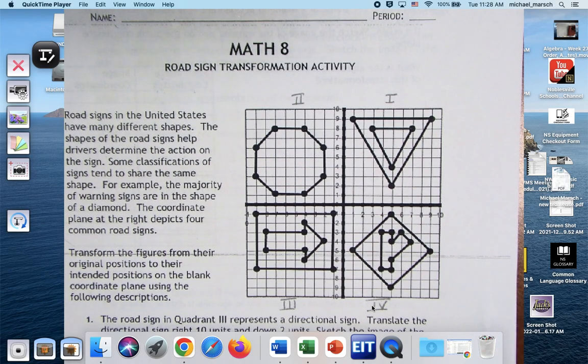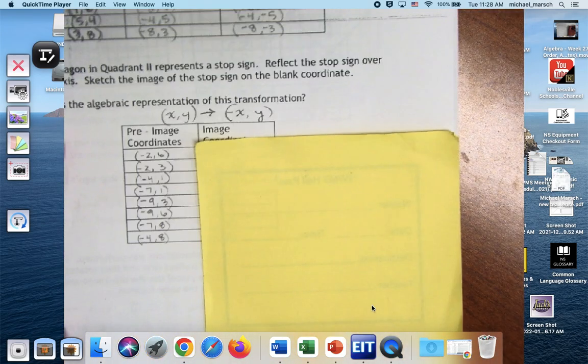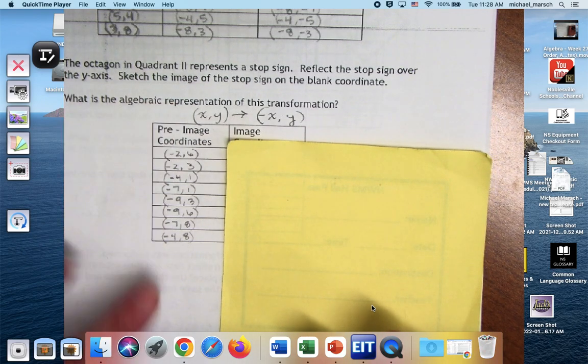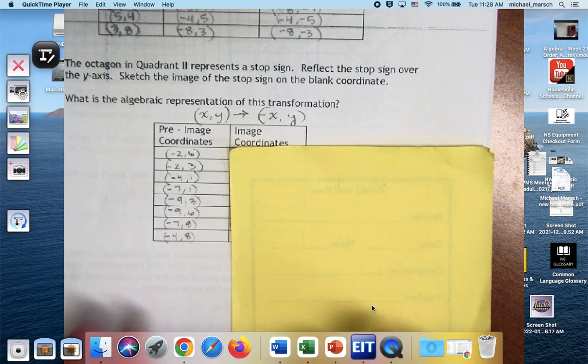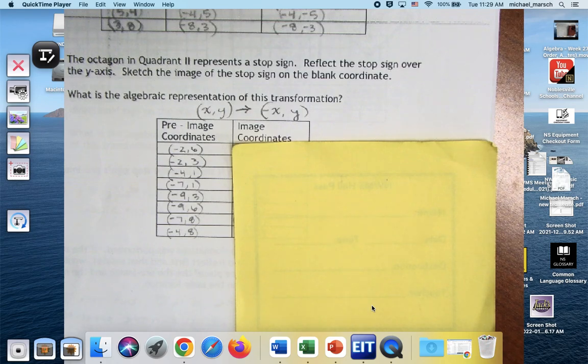Okay, so your original ordered pairs should be like this. Maybe not the exact order I did it, but these should be the pre-image coordinates. Wait, how is it? 8, -4, 8, -7, 6, -9, 3, -9. These are the pre-image coordinates. So the first digit has to be negative because every x value is in the negatives. You do x and then y.